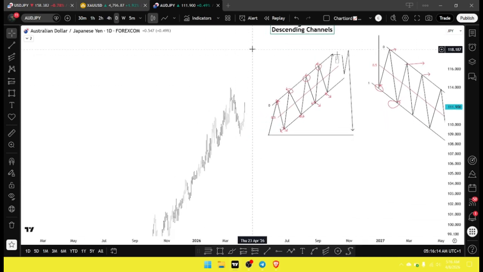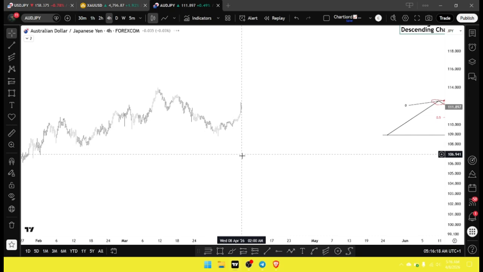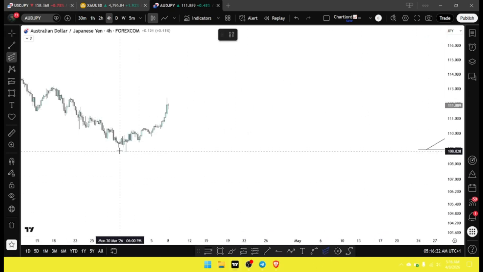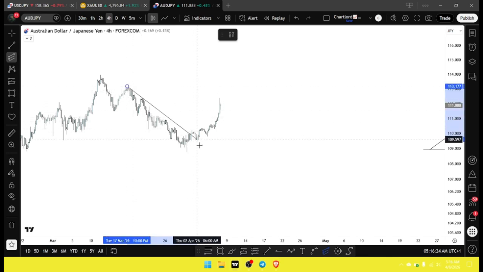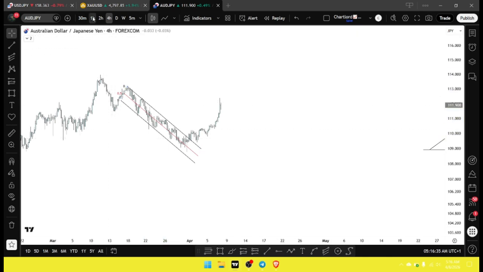I think there is one here. Let me see on AUDJPY. I don't know if it's a channel, but I think I spotted something like that here. Yes, I think so. So you can see we have a similar scenario here. Let's go to the 1 hour time frame and see.